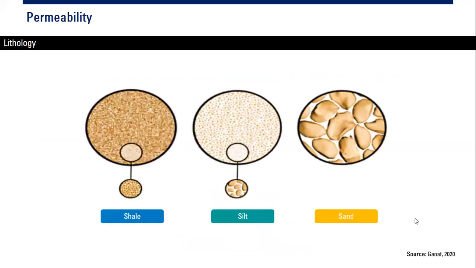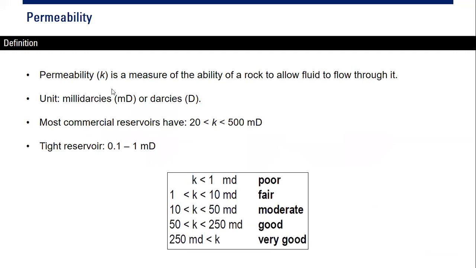Okay, permeability based on the lithology. As you can see here, we have three types of rocks. The first one is shale, the silt, and the sand. And based on the picture, you can differentiate, you can tell that shale will have the lowest permeability, and then the silt, and then sandstone will have the highest permeability. Okay, because by definition, permeability is a measure of the ability of a rock to allow fluid to flow through it.